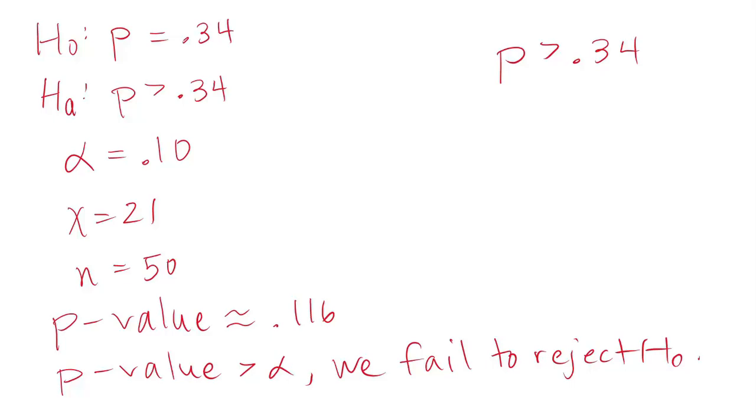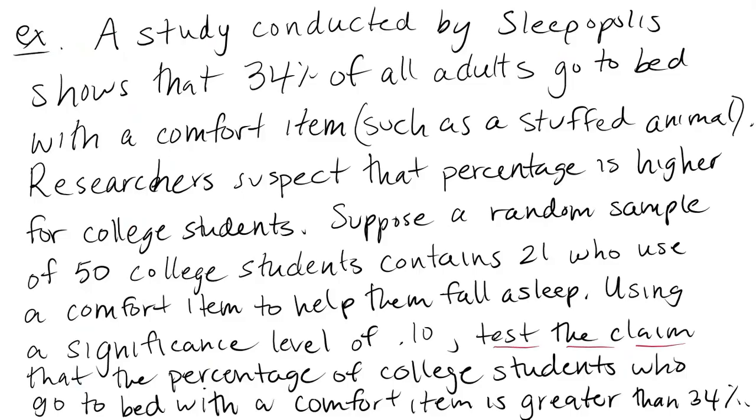And if you can't reject the null hypothesis, then you can't support the alternative hypothesis, and that's how we write our conclusion. The charge in this problem was to test the claim that the percentage of college students who go to bed with a comfort item is greater than 34%. We cannot support that claim. We're not saying that claim is false, but we also can't say that it's true, and that's how we're going to write our interpretation.